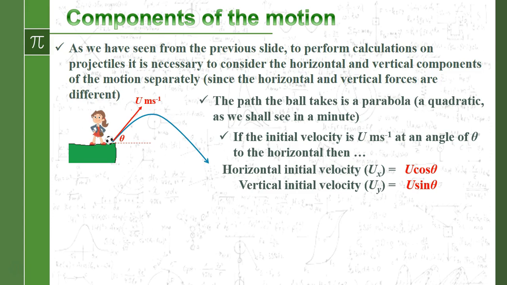So all of these calculations we can do using our SUVAT equations. So let's just have a little look at what's going on. In the horizontal direction, there's v equals u plus at, all in the horizontal direction, hence the subscript x's.